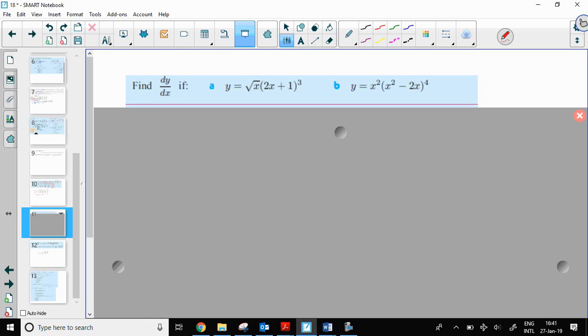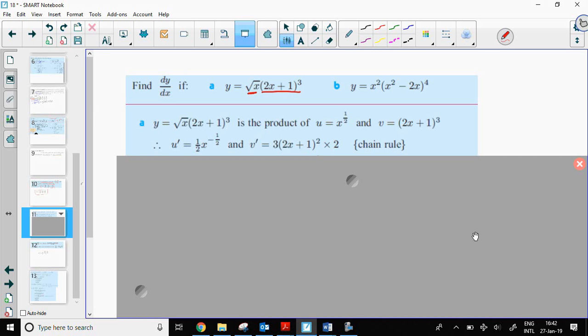Except a lot of the time, we're going to have to use the product rule with the chain rule. So check this out. Here we have a product. It's square root of x multiplied by (2x plus 1) cubed. And (2x plus 1) cubed, that's the chain rule. So the book is just starting off by establishing what the derivatives of the individual pieces are. In practice, you do not need to do this. You can kind of jump right to the answer. But it doesn't hurt just to note those 2.